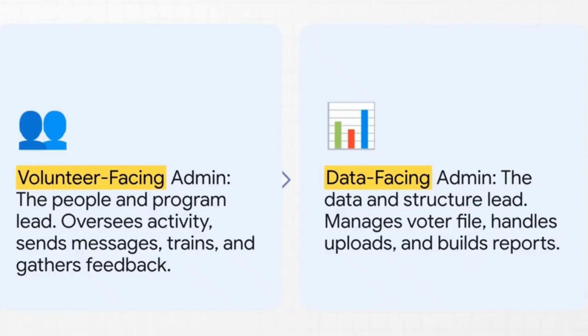Now, to drive this thing effectively, most campaigns have two key people. You've got your volunteer-facing admin, that's your people person, your coach, the one who keeps the team fired up. And then you have your data-facing admin. That's the person who's under the hood, managing the voter file, the uploads, the reports. One focuses on the team, the other on the tech.